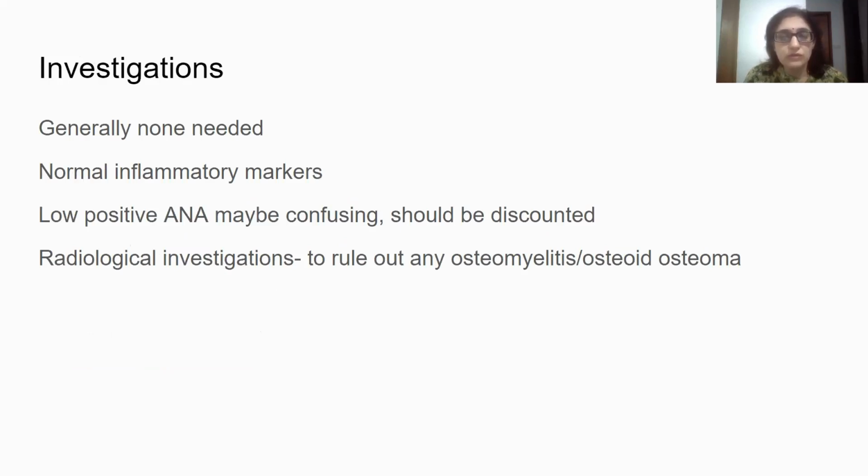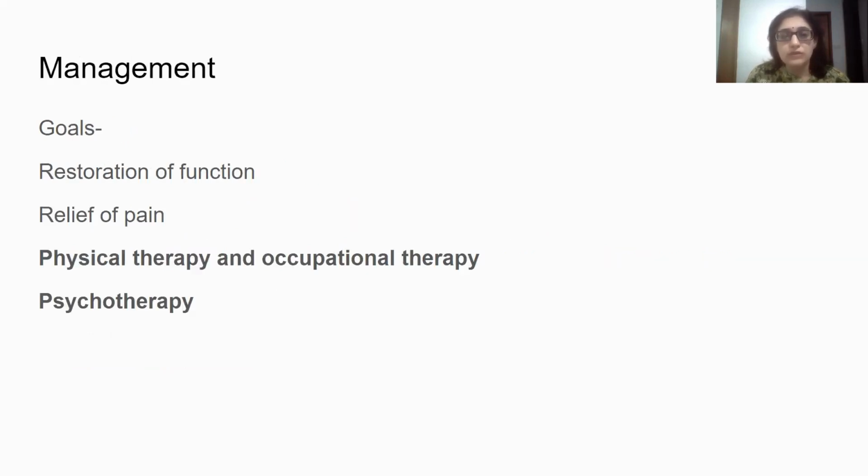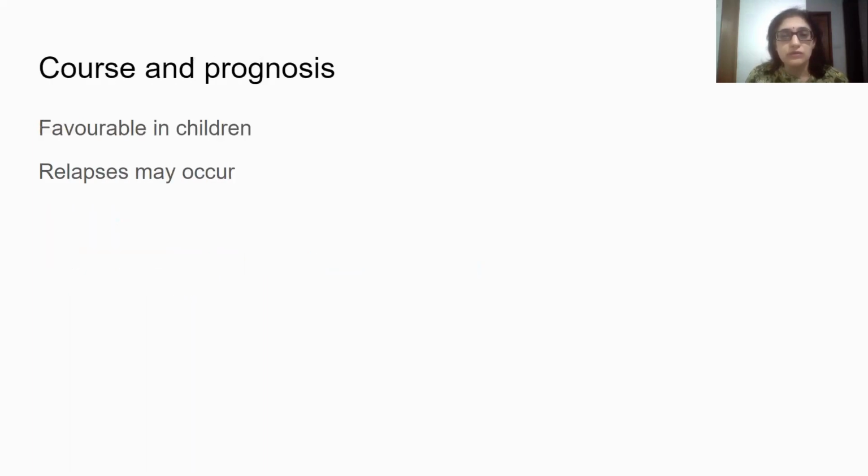Generally, no investigations are needed. In fact, they come with many investigations already done, and we need to ask them to stop doing any further investigations. We need to make sure that inflammatory markers are normal, and a low positive ANA should not really be taken as significant. The management goal is to restore function and relieve pain. These children respond very well to physiotherapy, occupational therapy, and referral to a child psychologist who will start psychotherapy, which is what is needed.